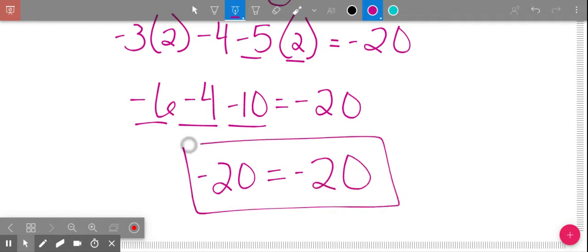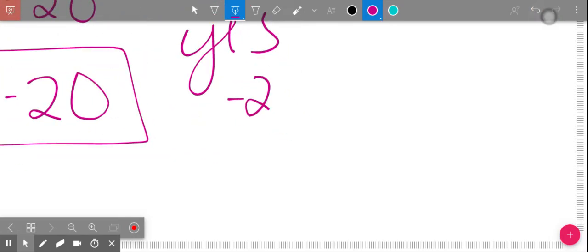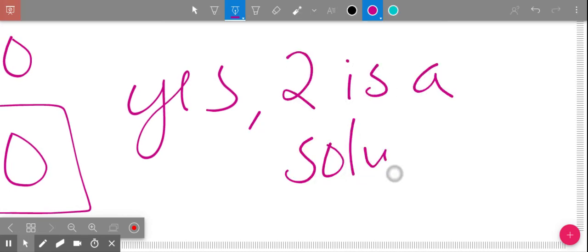Since this is true, negative 20 does equal negative 20, that's good. Then I can say yes, 2 is a solution. Positive 2, my bad. There you go. Yes, 2 is a solution. We're going to talk about this a lot tomorrow.